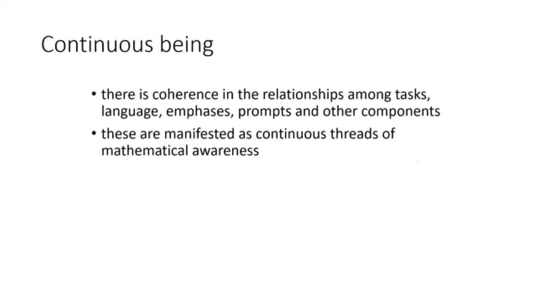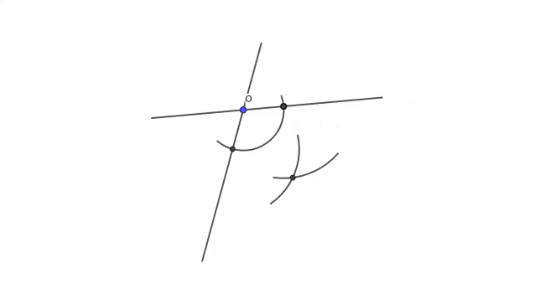And that continuous being that comes from the teacher's understanding gives a coherence in the relationships among tasks, language, emphases, prompts, and other components. Continuous threads of mathematical awareness. Those threads were different in the 3 lessons. And not all of those threads would lead to understanding this as a construction for bisecting an angle.